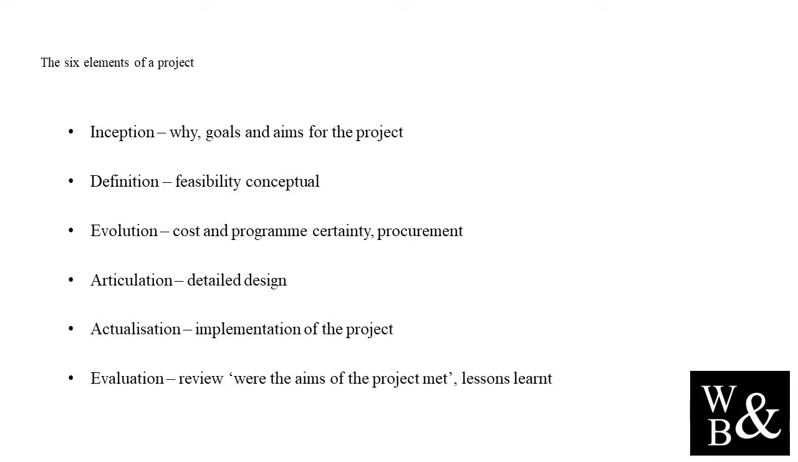Articulation. This element of the project essentially boils down to detailed design. This is where we articulate all of the project specifics, such as final design, specifications, scope, and construction and buildability. This element is the first part of implementing the project. Here, we are setting up all the final project pieces before the project is actualized.